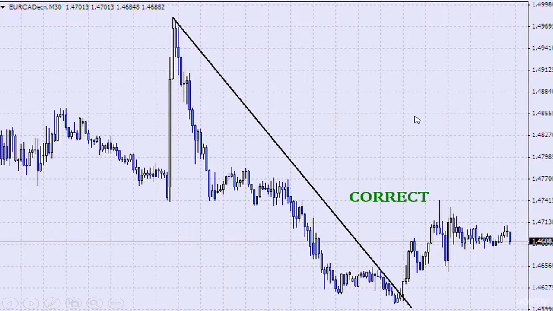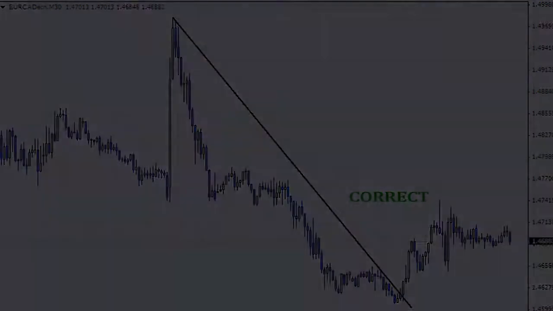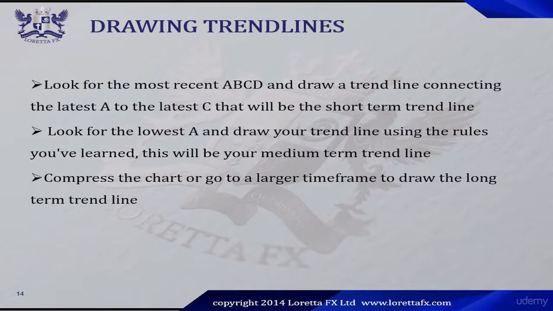So open a demo account and practice drawing trend lines. The trend line is one of the most powerful indicators. Every successful trader uses a trend line. We all draw trend lines because it is extremely important to draw our trend line. So open a demo account and go and practice drawing these trend lines. When drawing trend lines, look for the most recent ABCD and draw a trend line connecting the latest A to the latest C. That will be the short-term trend line.